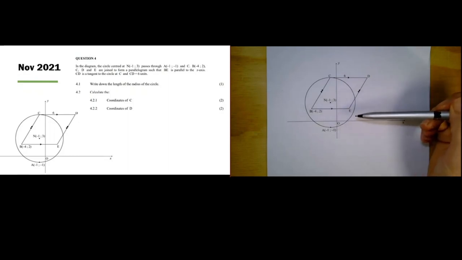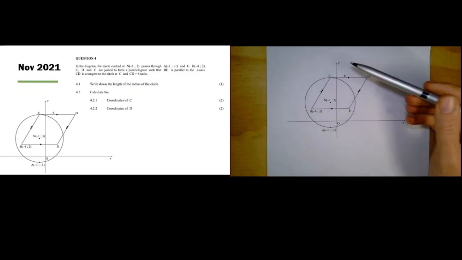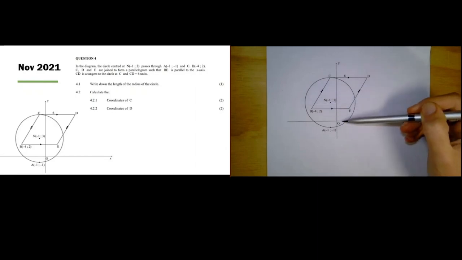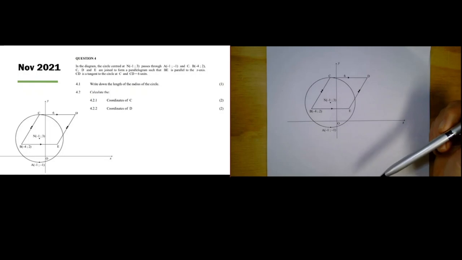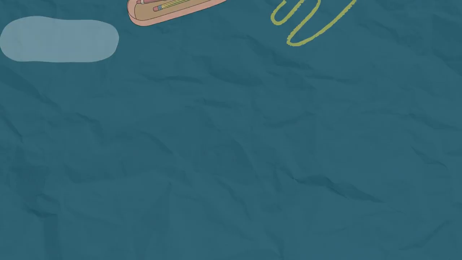C, D, and E are joined to form a parallelogram such that BE is parallel to the x-axis. So BE is parallel to the x-axis. CD is a tangent to the circle, and CD is 6 units long.